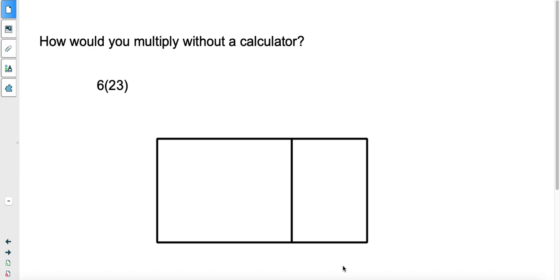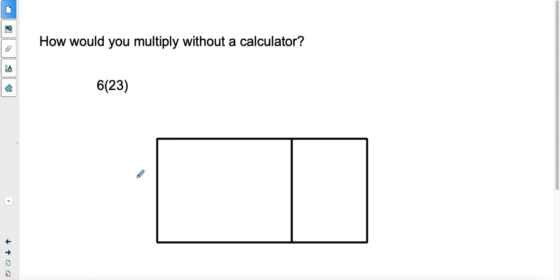Hi everyone. In this video, we're going to be taking a look at the distributive property. Now, to help me introduce this topic, I want to take a look at this example. How would you multiply 6 times 23 without a calculator? Well, one way we can do that is by considering a rectangle.